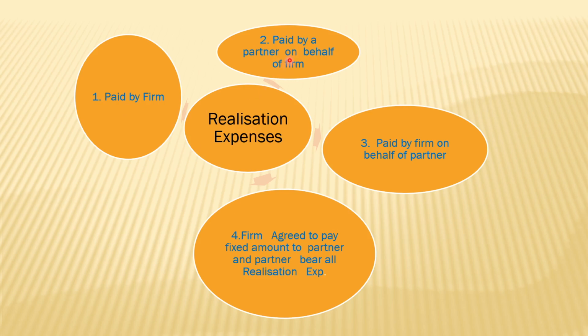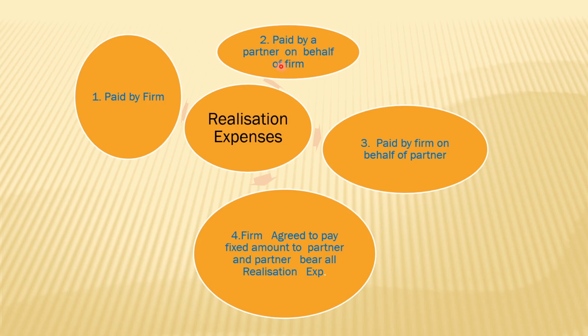When any firm expenditure is paid by a particular partner, his capital will artificially increase. Therefore, the realization account is debited to the respective partner's capital. Suppose X is a partner and he paid rupees 10,000 as realization expenses. So what will be the entry? Realization account debit 10,000 to X's capital.